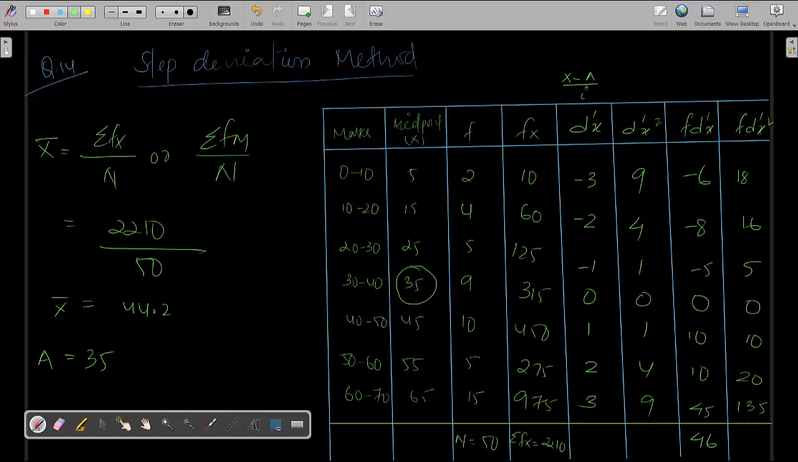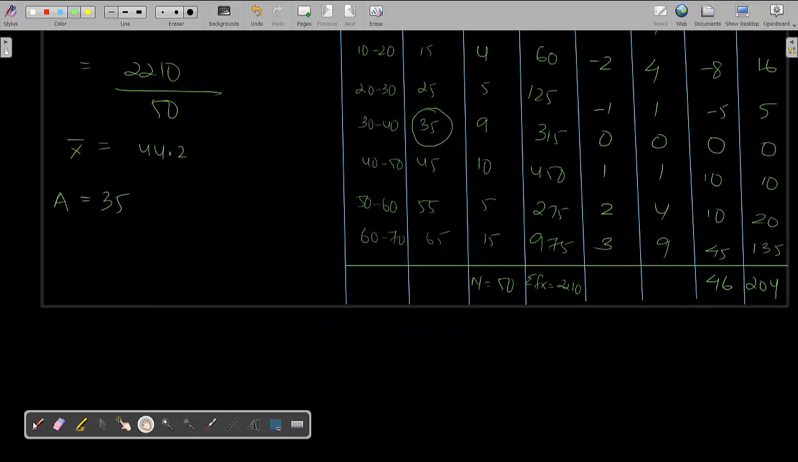Now if you add up all these values, how much are you getting? 135 plus 20 plus 10 plus 5 plus 16 plus 18. You're getting 204. Okay, so now let us put all this in the formula and then we will find out the standard deviation. So what is the formula to find out standard deviation?